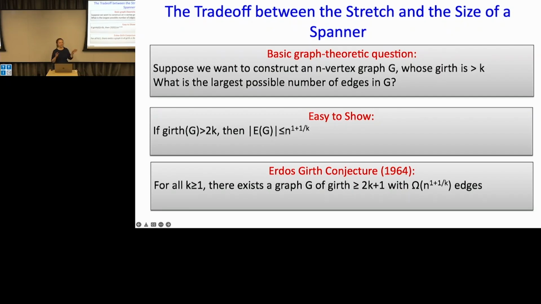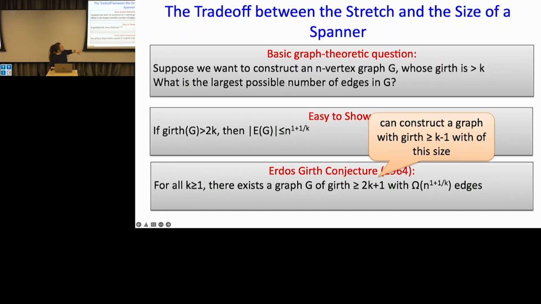However, if you're not a math person, you're a computer science person, and you're fine with a little bit of approximation, then we sort of know that this is true, because it's pretty easy to construct a graph whose girth is at least k minus 1 of the same size. So from our side, it's sort of resolved, but if you want the exact thing, then it's still open.